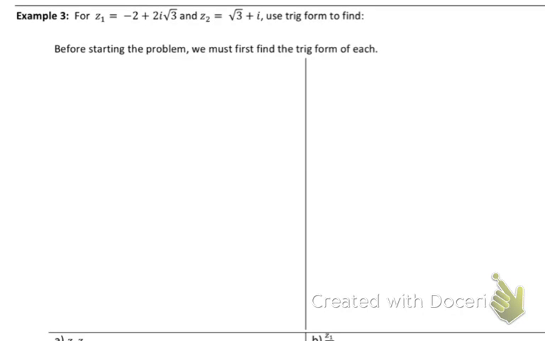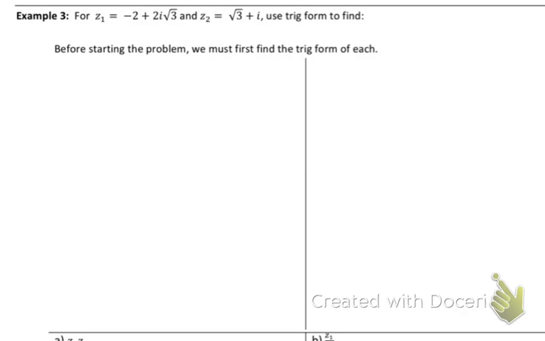Okay, so we have two complex numbers. They aren't in trig, they're in rectangular form. But it goes on to say, use trig form to find... Well, I didn't even finish reading that question. In my head, I read use trig form. These are in rectangular form. So before I even read what the question is, I know I have work ahead of me. I have to first put them in trig form. So before I even start the problem, we must find the trig form of each.